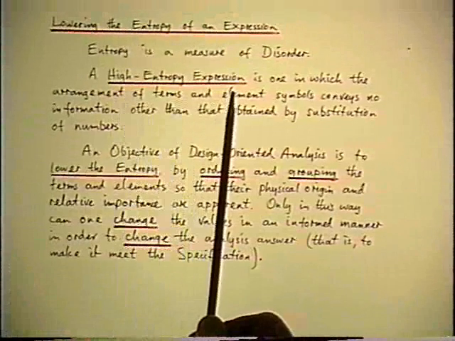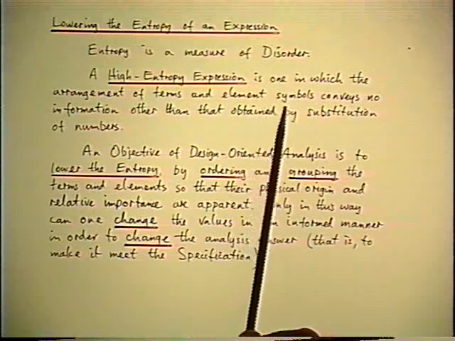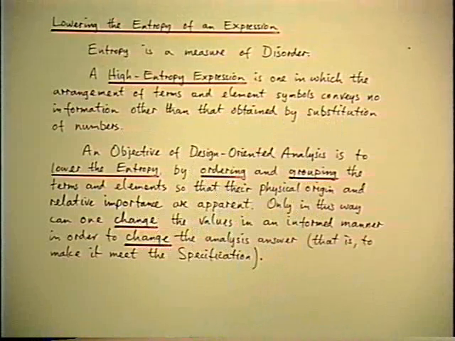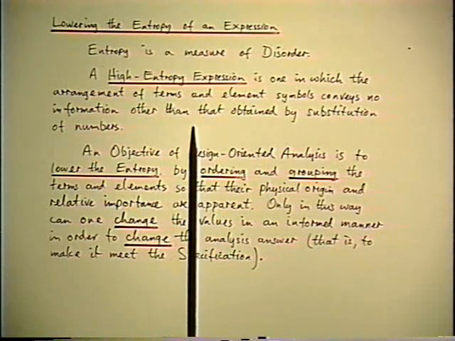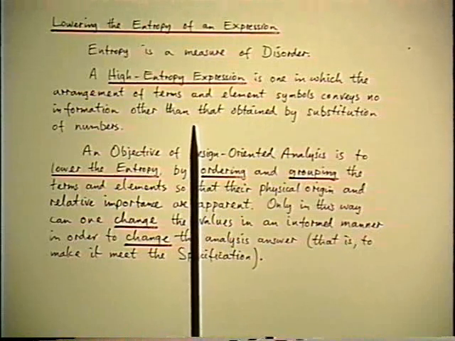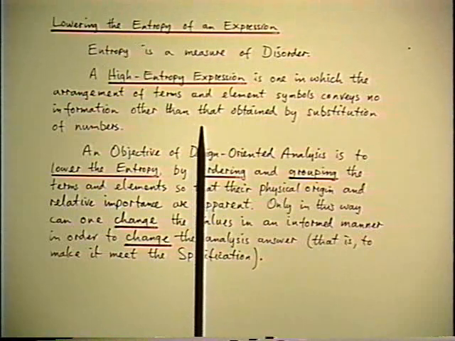A high entropy expression is one in which the arrangement of the terms and the element symbols conveys no information other than what you can get by substituting a complete set of numbers into that equation. Now, when you think about how you usually do the analysis of a circuit diagram, you start with a circuit model and you write equations, maybe Kirchhoff's laws. You do your analysis to eliminate all the unknowns except the one you need, which is the answer for the gain.